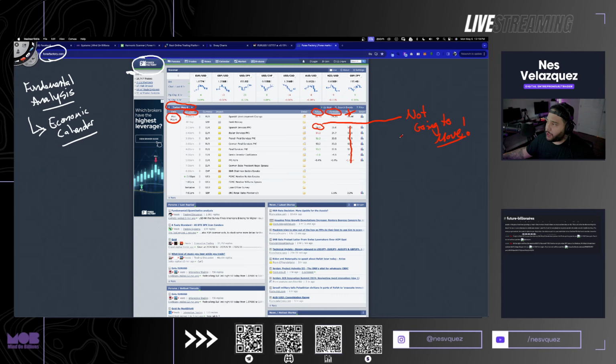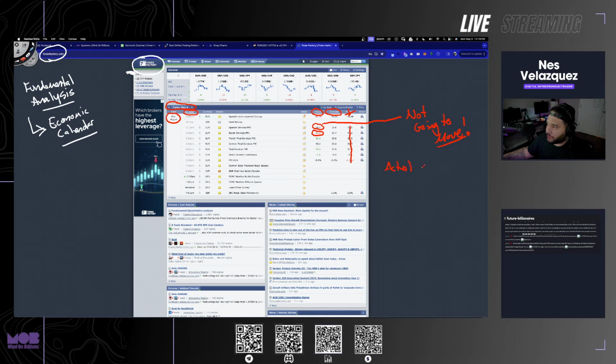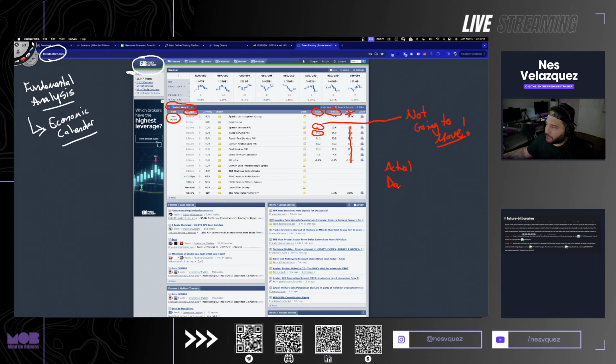All right, this is not really going to move the currency, okay? Now, when we're looking at the actual data and you see that it is red, okay? When you see that it's red, this means it is bad. This is a bad impact for that currency.